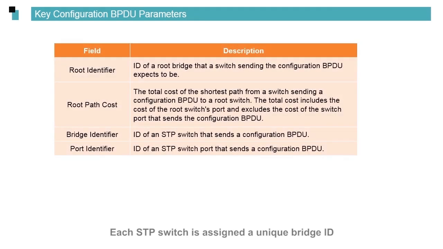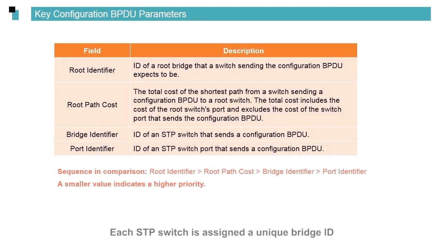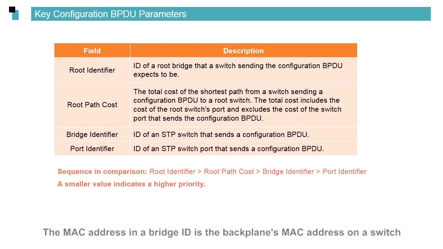Each STP switch is assigned a unique bridge ID. The bridge ID is 8 bytes long and consists of 2 subfields. One subfield is a 2-byte priority. The priority value default is 32,768. A bridge ID priority must be a multiple of 4096. A smaller value indicates a higher priority. The other subfield is a 6-byte MAC address. The MAC address in the bridge ID is the backplane's MAC address on a switch.